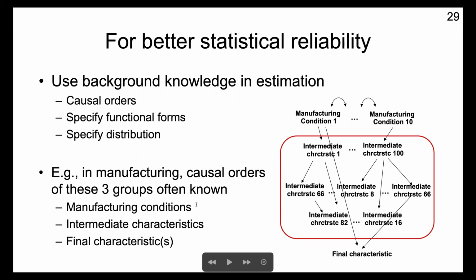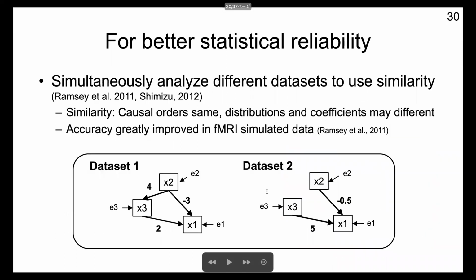If such a causal order is known and we use it in estimation, the results will get more statistically stable. For instance, in LiNGAM model, we can use such background knowledge in estimation, and also in nonlinear additive noise models.